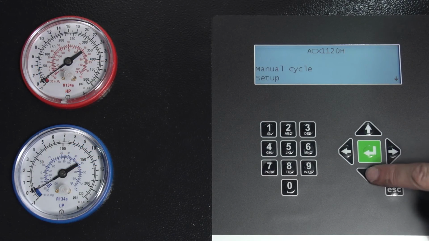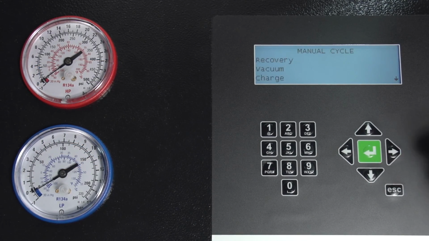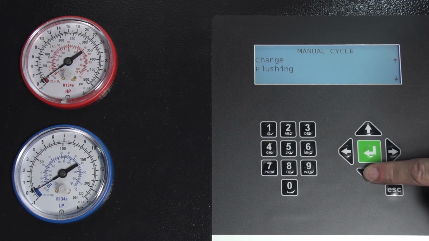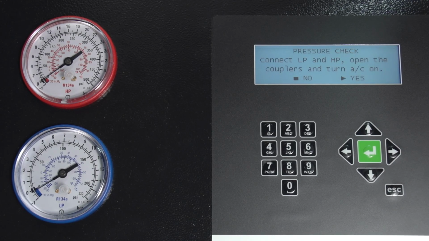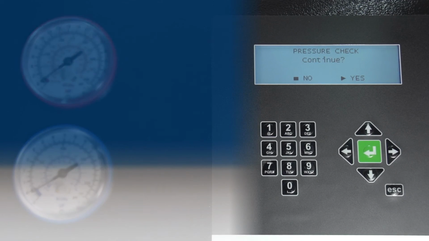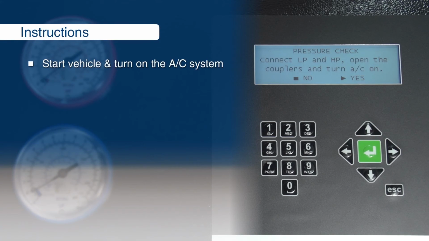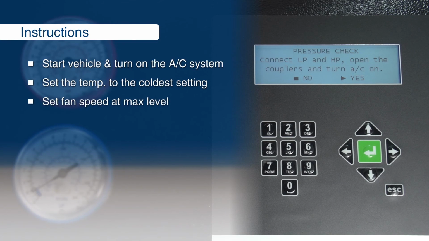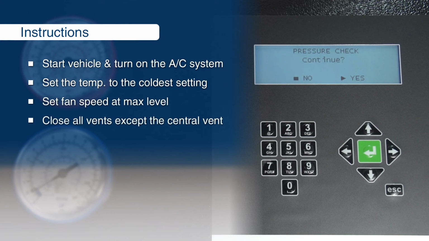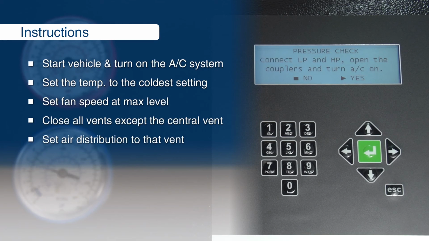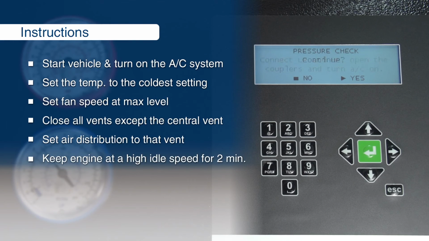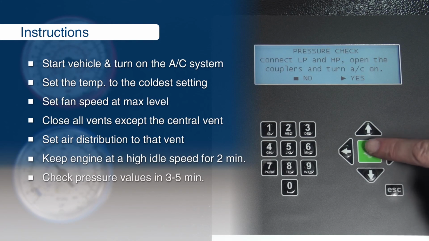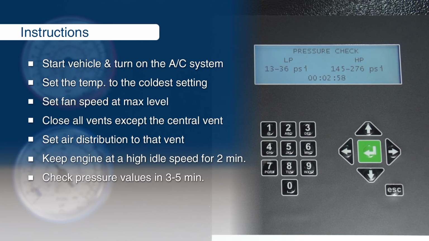Using the ACX1120H, you can check pressure inside the vehicle's AC system. Just connect the HP and LP couplers to the AC system in the vehicle, then follow the on-screen instructions. Start the vehicle and turn on the AC system, setting the temperature to the coldest setting. Set the fan speed at max level and close all the vents except the central one, and then set air distribution to that vent. Keep the engine at high idle speed, approximately 2,000 RPM, for at least 2 minutes, then check pressure valves in 3 to 5 minutes.